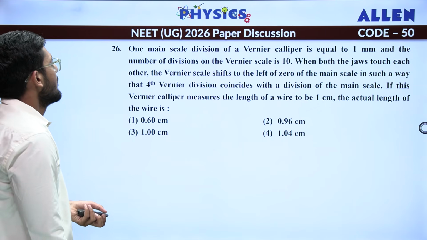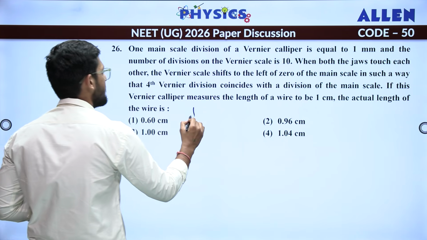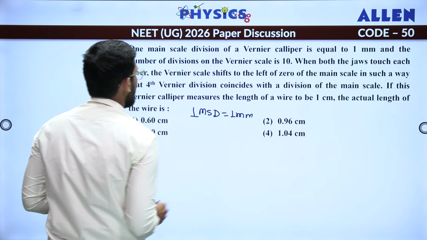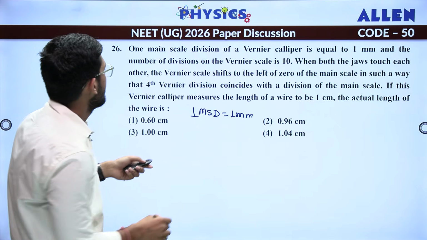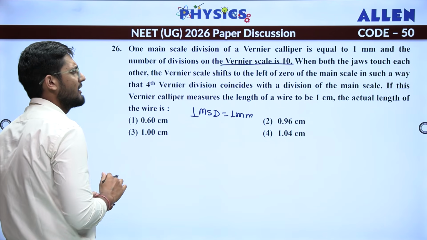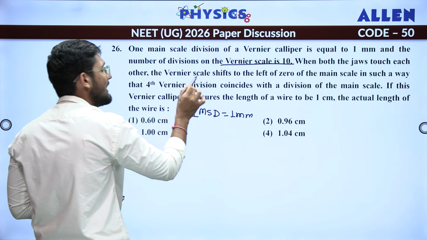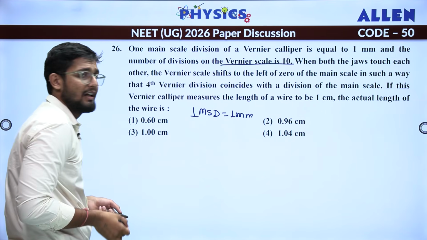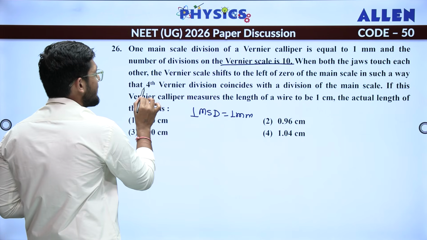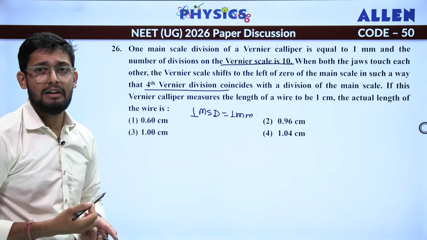Next, one main scale division of a vernier scale is given to you. 1 MSD is 1 mm. And they are saying that we have 10 divisions on the vernier scale. Total 10 divisions are there. When both the jaws touch each other, the vernier scale shifts to the left of 0. That means there is a negative 0 error. In this case, they have given that the fourth division of the vernier scale is coinciding with the main scale.